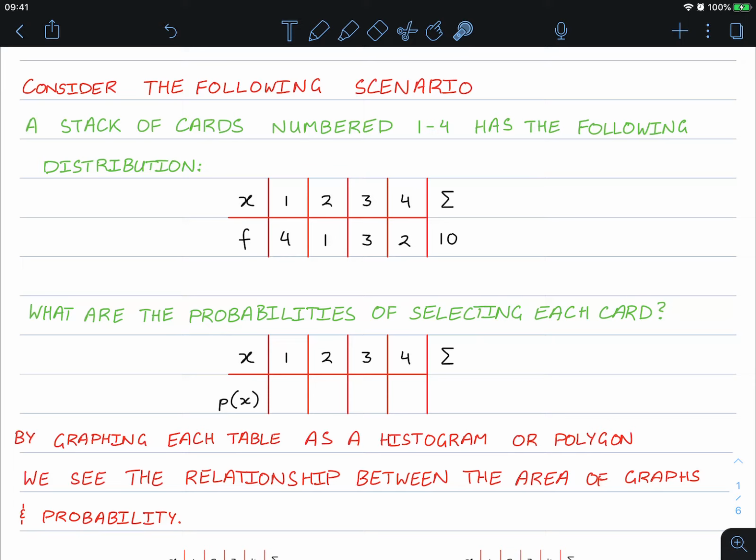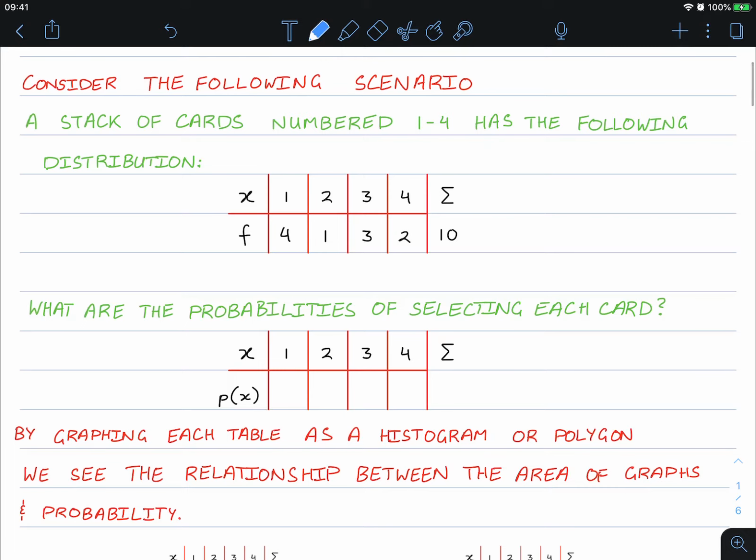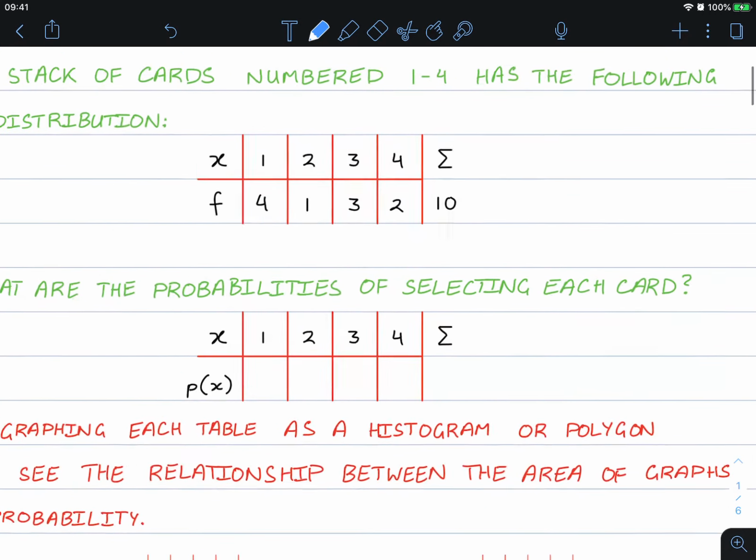Let's consider the following scenario. Let's say you have cards, there's 10 of them, numbered 1 to 4. There are 4 cards numbered 1, 1 card numbered 2, 3 cards numbered 3, and so on. What is the probability of selecting each card?